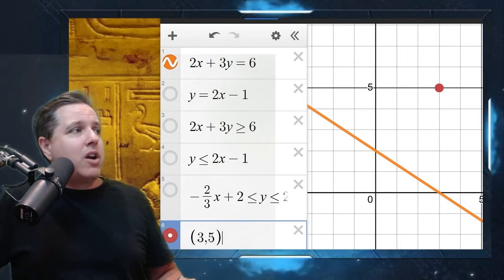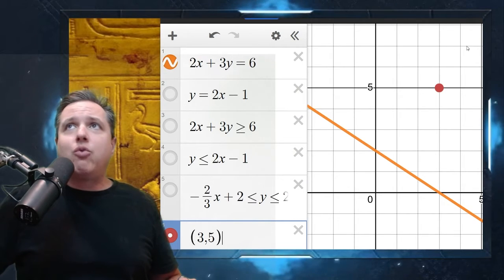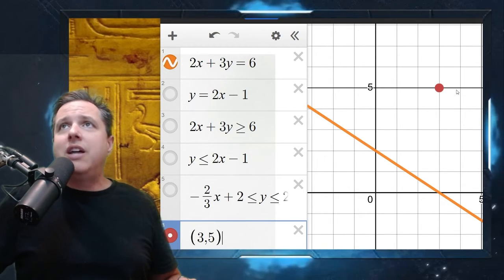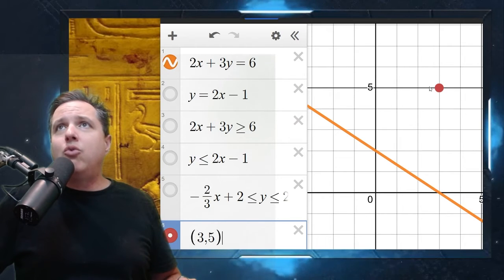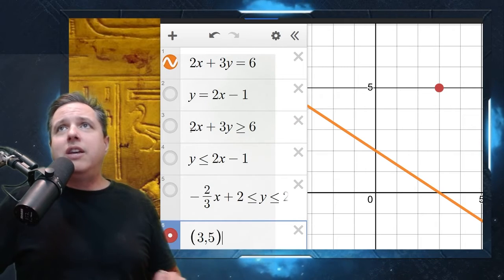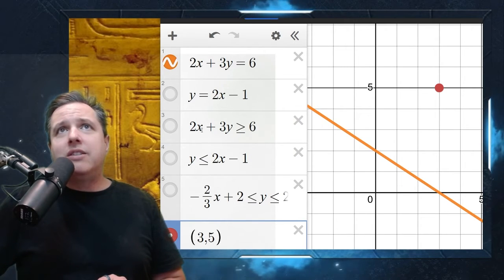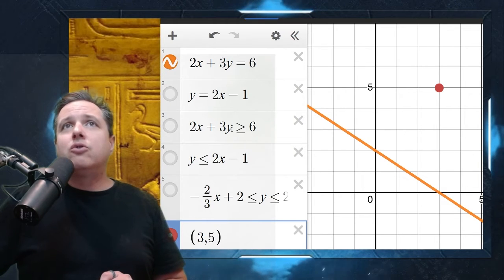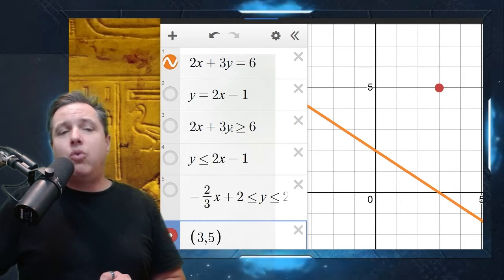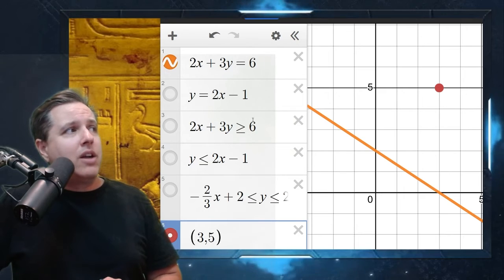But anyways, you can see what's going on. I'm graphing a test point (3, 5), so a randomly selected point on this side of the line. The x value is 3, the y value is 5. And notice when I plug those values in over here, well, 2 times 3 is 6, plus 3 times 5 is 15. So 6 plus 15 is 21, and that is, in fact, greater than 6.